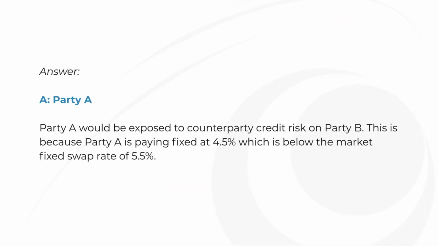Answer A. Party A. Party A would be exposed to counterparty credit risk on Party B. This is because Party A is paying fixed at 4.5%, which is below the market fixed swap rate of 5.5%.